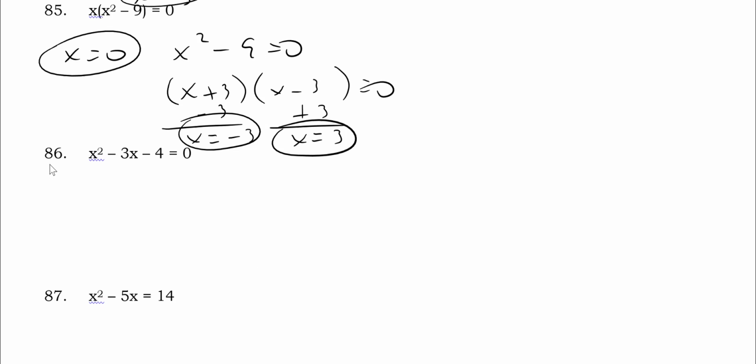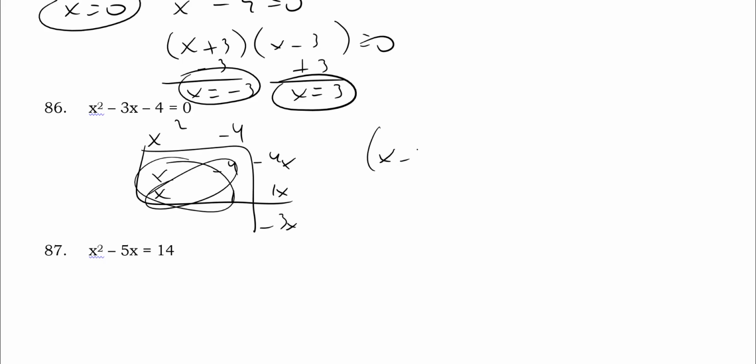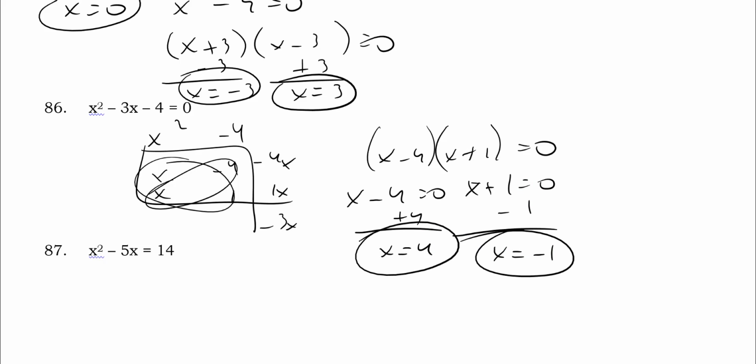Okay, 86, I'm going to do a factor box for this one quickly. So x squared, negative 4, and negative 3x. So x and x, negative 4 and 1. So negative 4x plus 1x is negative 3x. So it's x minus 4, x plus 1. Set each one of those equal to 0. Add 4, x is 4. x plus 1 equals 0. So subtract 1, x equals negative 1. So there we go, 4, negative 1.